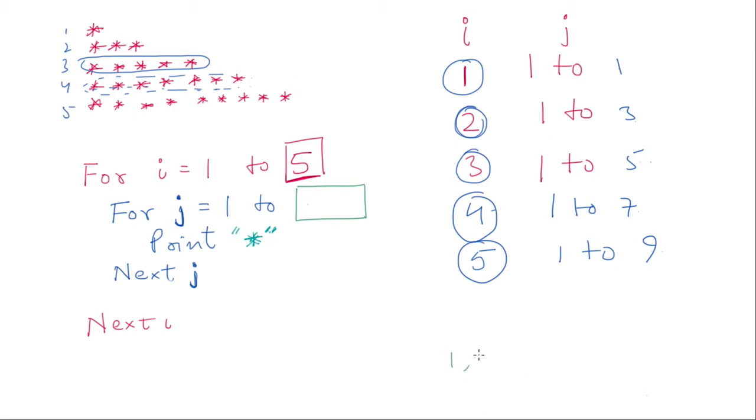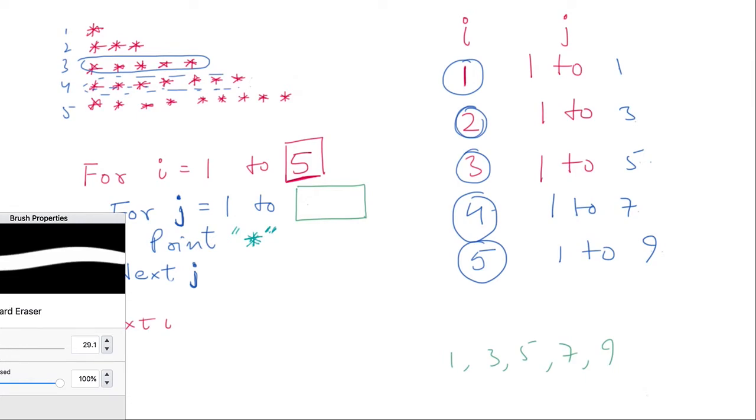So the sequence is like 1, 3, 5, 7, 9. The third number has to be 5. The fourth number has to be 7. So what should be over here? Somebody? Who are you? No, somebody else. Somebody tell me what should be over here. No, no Arushi. Somebody else.